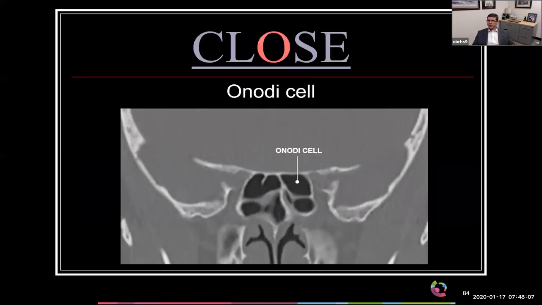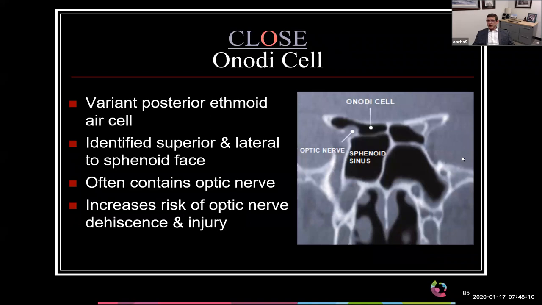The O we've talked about, the Onodi cell. So just remember, whenever you see the sphenoid sinus, and just remember the floor of the sphenoid sinus is the roof of the nasopharynx. So here's the bony roof. Just look up. If you look up and you see a pneumatized cell, it's one of two things. It's either a septation within the sphenoid sinus, which is normal, or it's an Onodi cell. And remember, the Onodi cell is the posterior ethmoid air cell that extends above and lateral to the sphenoid. And this is really important because it typically contains the optic nerve, and it increases the risk of dehiscence and injury to that optic nerve during functional endoscopic sinus surgery.